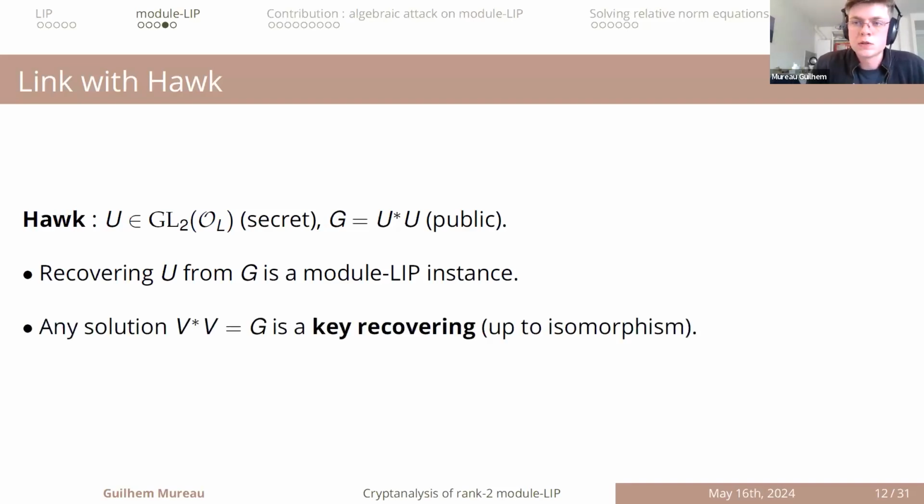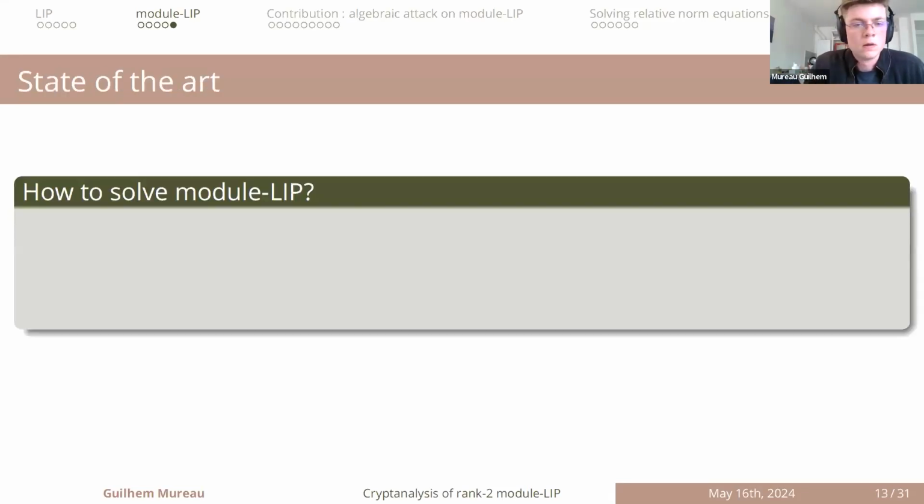And actually, this is quite remarkable, any solution to this problem, any invertible matrix V with coefficients in OL such that B star V is equal to G, is a key recovery. This is really strong, but you get the key up to isomorphism. So how can we solve it?